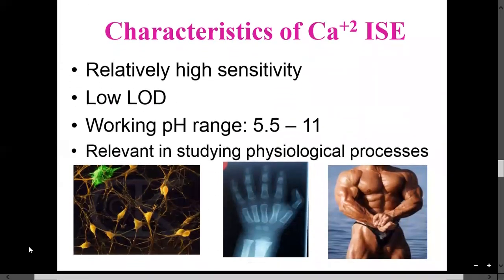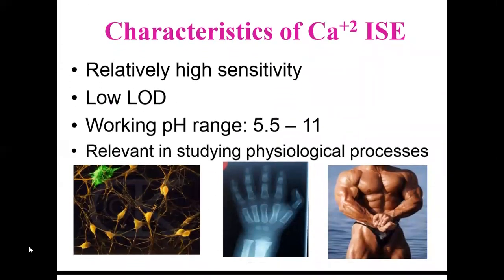Now, the characteristics of the calcium dipositive liquid membrane electrode: relatively high sensitivity, low load, working pH range 5.5 to 11, relevant in the study of physiological processes.